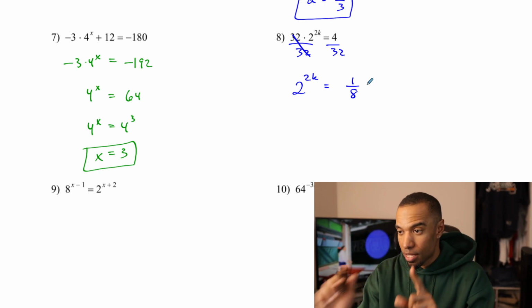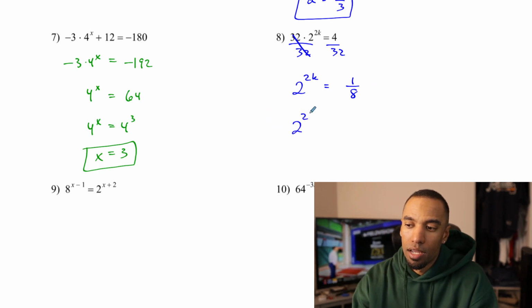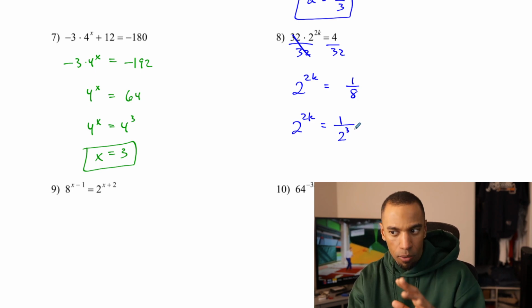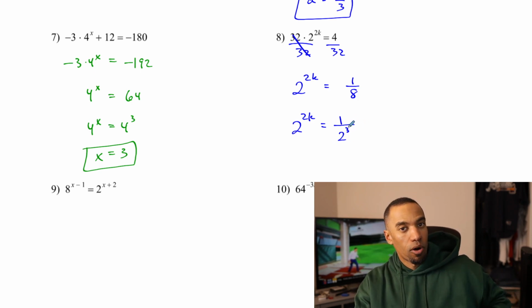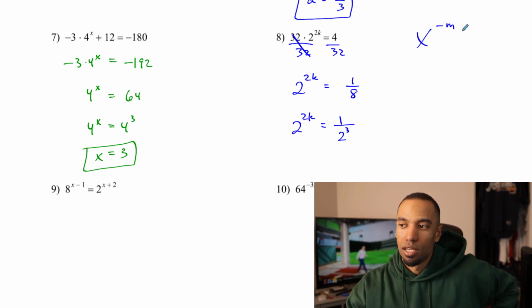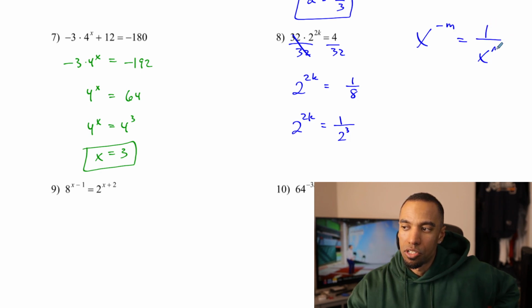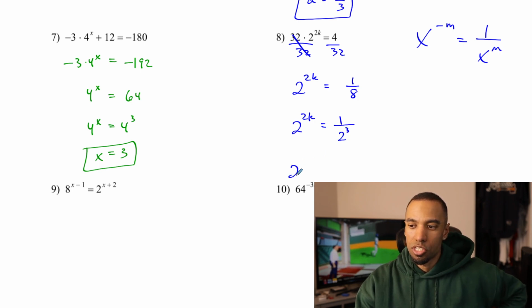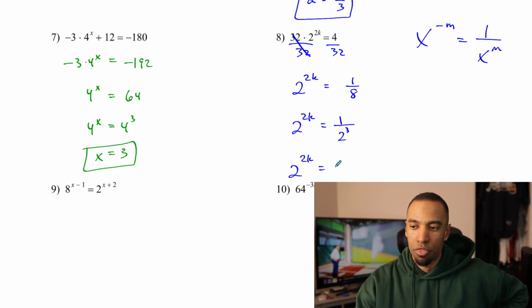Well, 8 is 2 to the third power. I didn't match base, but I have the idea of what base I want to match, which is 2. I need to make this side say 2 to some power. Negative exponents are what get us those values in the denominator, and it's not the last time you're going to see that even on this page here. So if I want to rewrite this as 2 to some power, it's 2 to the negative third power. That's how that's working right there.